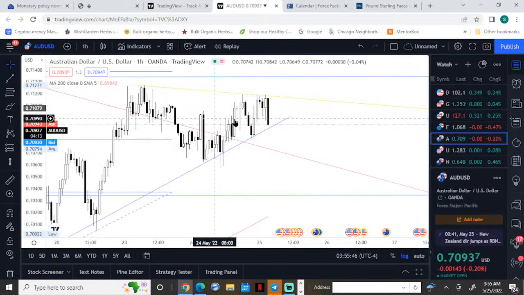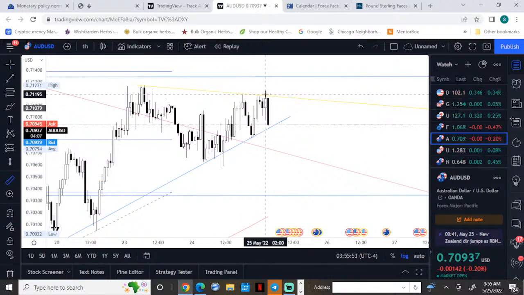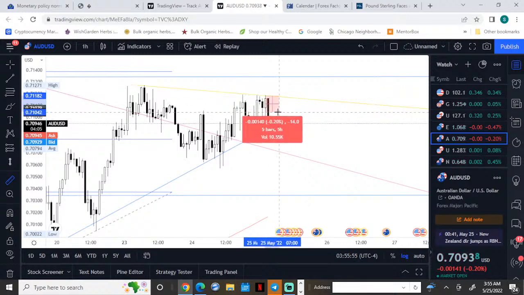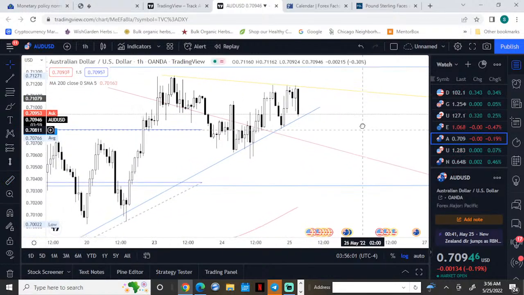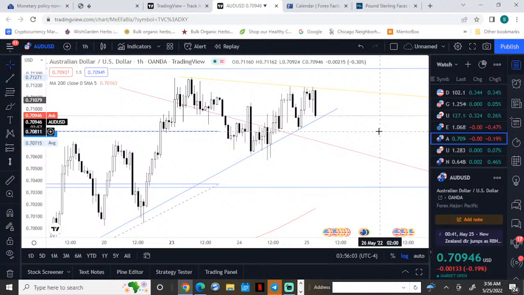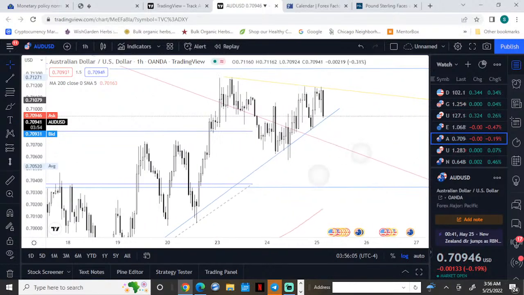Looks like a nice double top. Price hit this area and is dropping 23 pips. Like I said, I still do want to see the dollar come down some more. So that would make AU buy a little more.